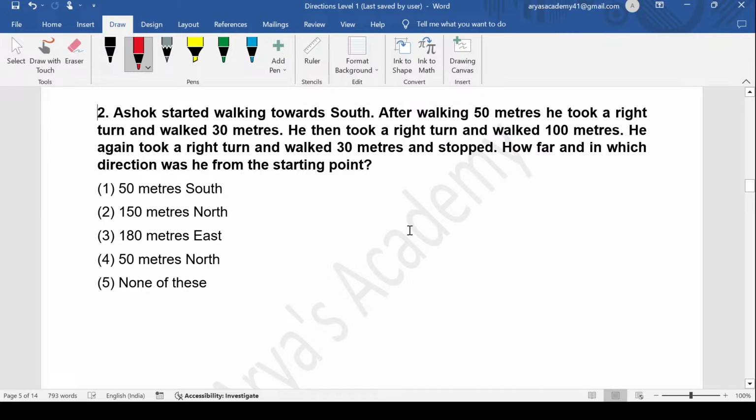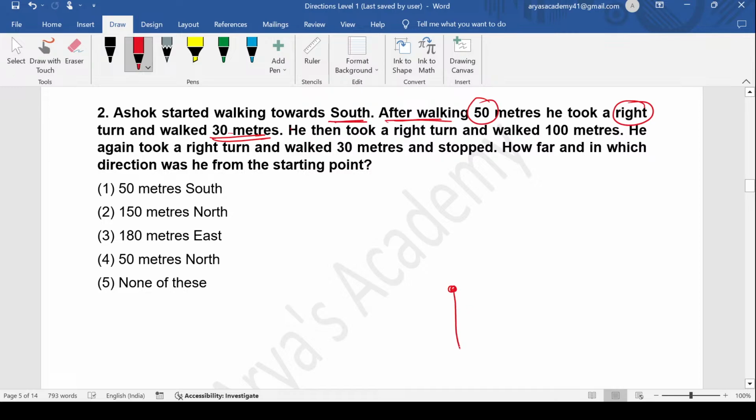Okay, Ashok started walking towards south only. He is going towards south, and it was clearly mentioned after walking 50 meters. So Ashok started walking towards south and he has gone for how many meters? 50 meters towards south, and finally after walking 50 he took a right turn. After taking a right turn he walked how much? 30 meters. So let us assume this is the starting point.